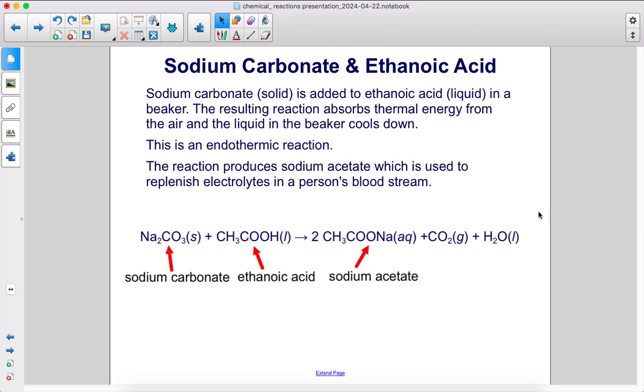Sodium carbonate is added to ethanoic acid in a beaker. The resulting reaction absorbs thermal energy from the air, and the liquid in the beaker cools down. This is an endothermic reaction. The reaction produces sodium acetate, which is used to replenish electrolytes in a person's bloodstream.